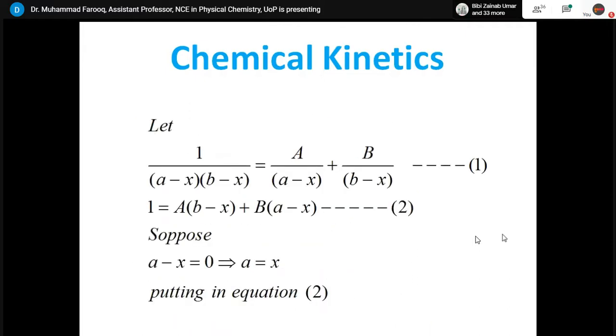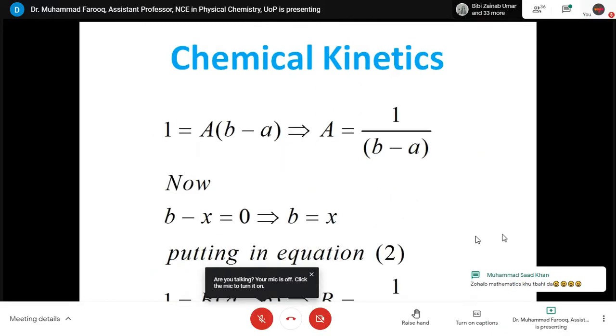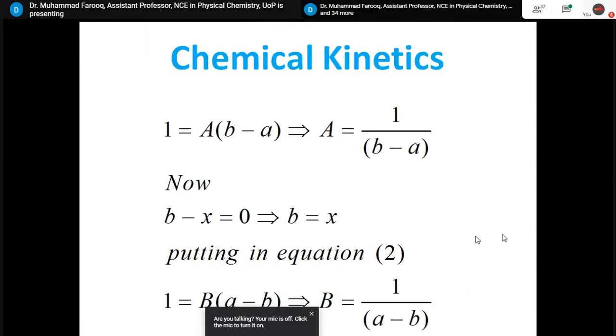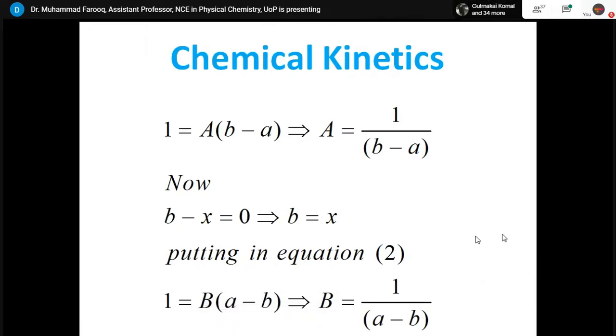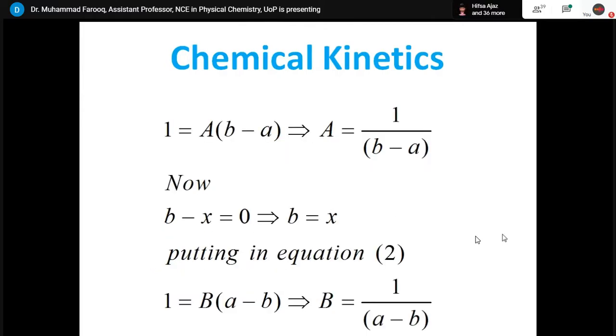First we suppose a minus x is equal to 0. Now suppose that b minus x is equal to 0, so b will be equal to x. Now put in equation 2: 1 is equal to a into b minus x, and b minus x is equal to 0, so automatically this term will become 0, plus b into a minus x. Instead of x I will put b, so a minus b, so b is equal to 1 over a minus b. Is this clear or not?